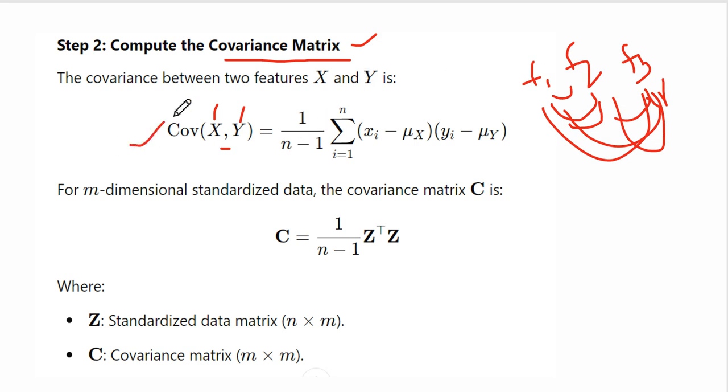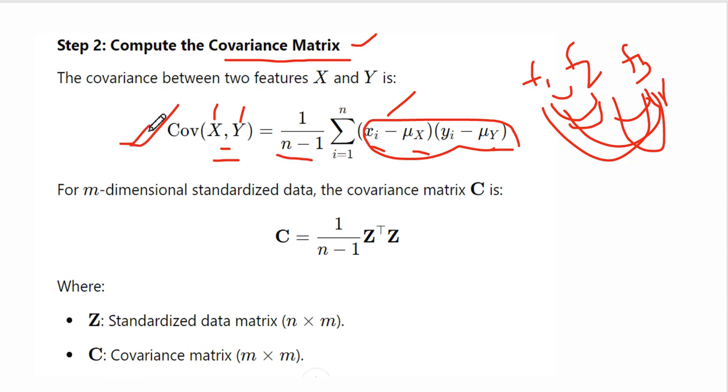The formula for covariance is 1 by n minus 1, sum over i equal to 1 to n, of (xi, the observation value of one feature, minus the mean of that feature) into (yi, the observation value of another feature, minus the mean of that feature). We multiply those, sum them, and divide by n minus 1. We get the covariance between two features.